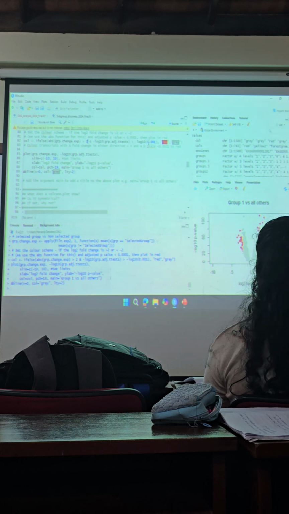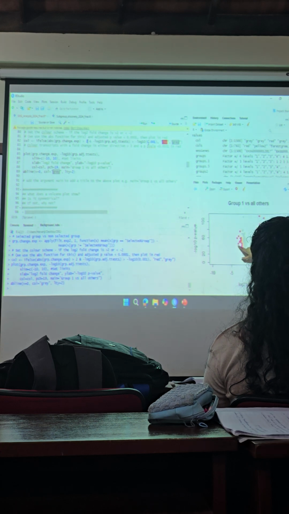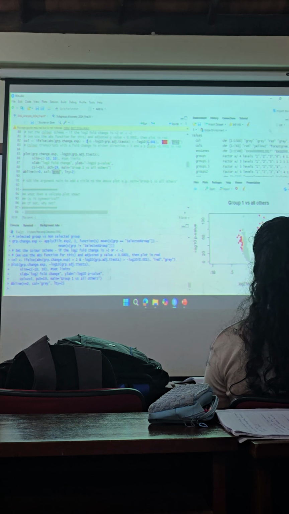Okay. So when you look at the graph, you can see that the DEGs which have positive fold change are greater than those on the negative side, right? So that means there are more upregulated genes over here, right? The plot is not symmetrical.